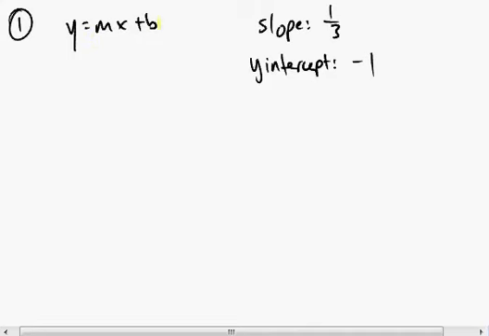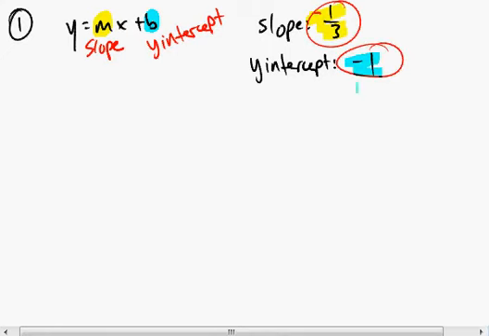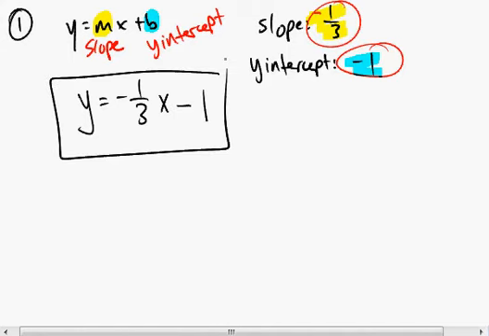When equations are in slope-intercept form, this is the slope, isn't it -1/3? Yeah, -1/3. And this here is the y-intercept. So if the question just tells you the slope and the y-intercept, you just put that in the yellow spot, and you put that in the blue spot. So you write y equals -1/3 x, -1. Good, Tiffany, -1. That is D.